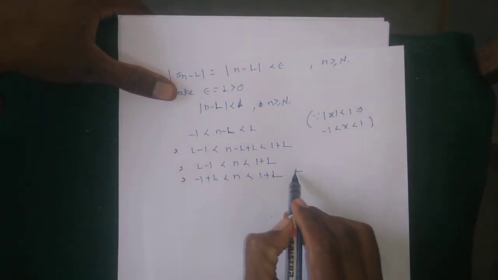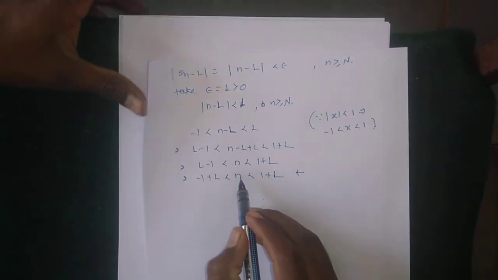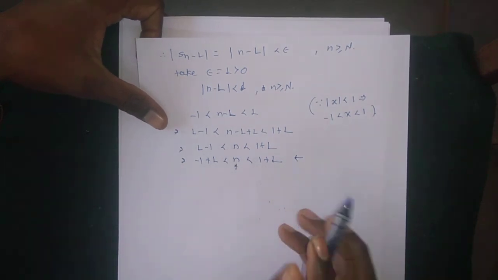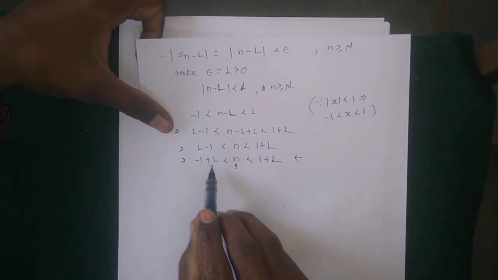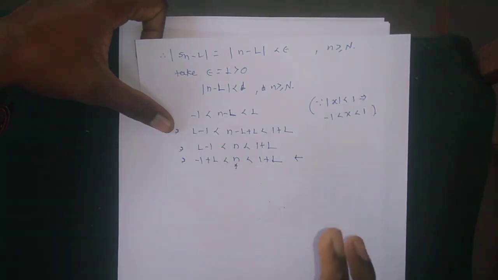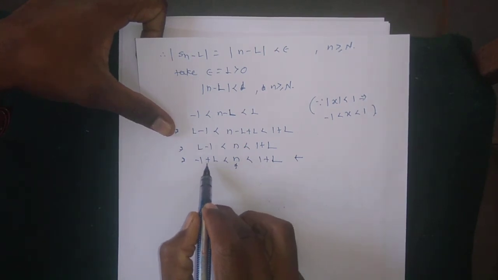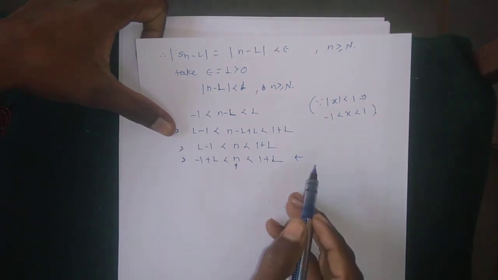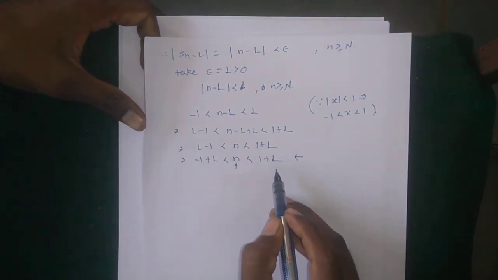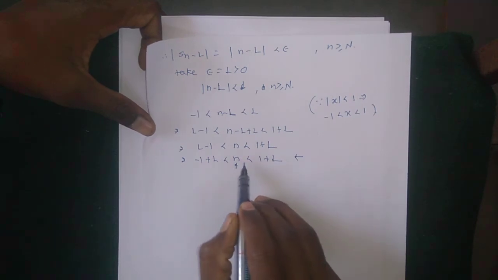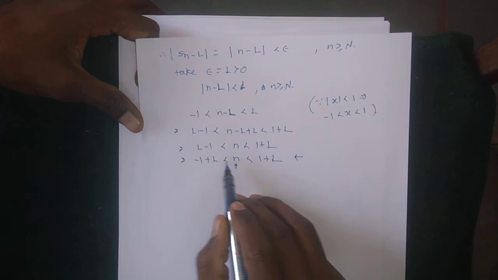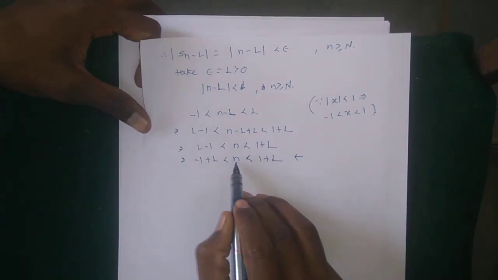This statement says that all values of n lie in between -1 plus L and 1 plus L. Means all values of n lie in between -1 plus L and 1 plus L, but this is impossible when n is very large. This is n. If n is equal to, suppose, infinity, then this is not possible, no? This inequality is not satisfied by n.